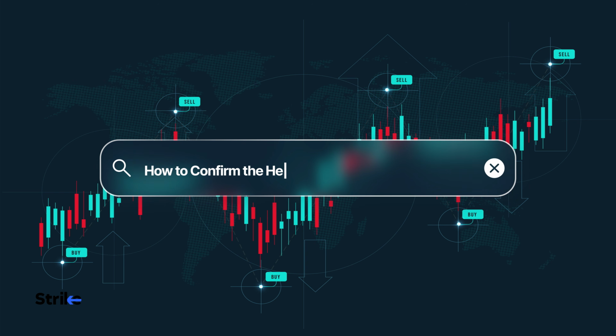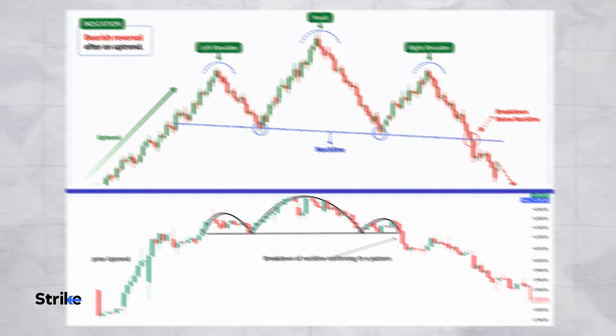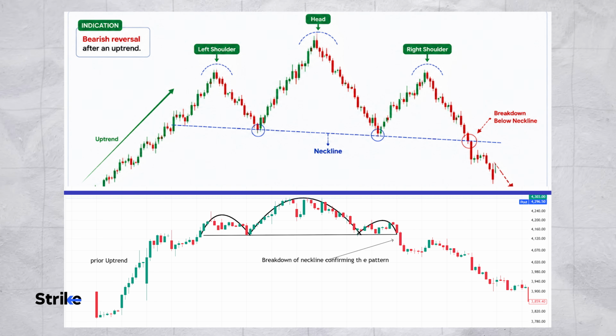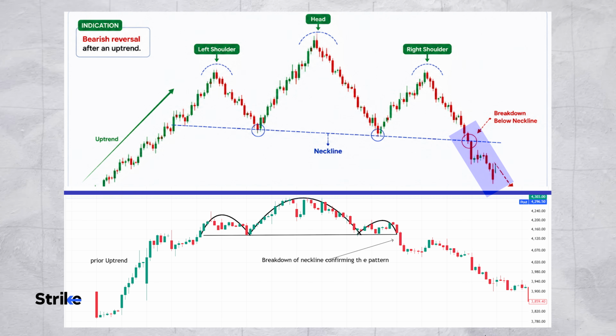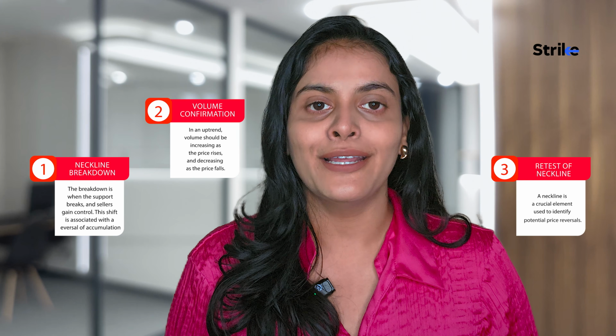How do you confirm the head and shoulder pattern? A head and shoulder pattern is usually confirmed only after price closes below the neckline. Many beginners enter too early before confirmation. That increases the chances of false signals. Professional traders often wait for neckline breakdown, volume confirmation, or even a retest of the neckline.